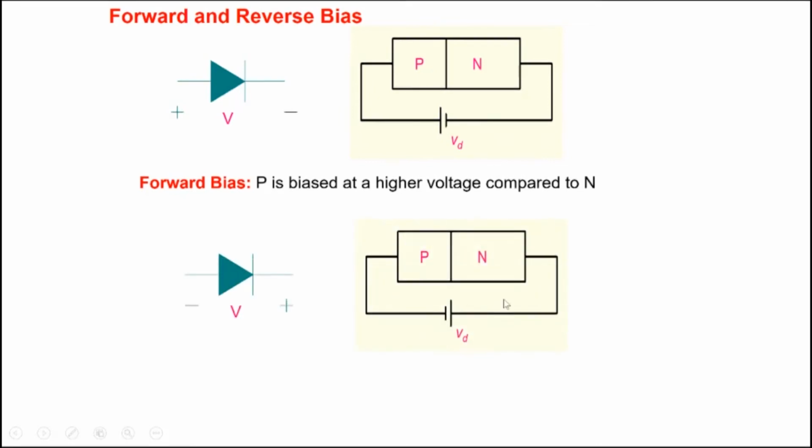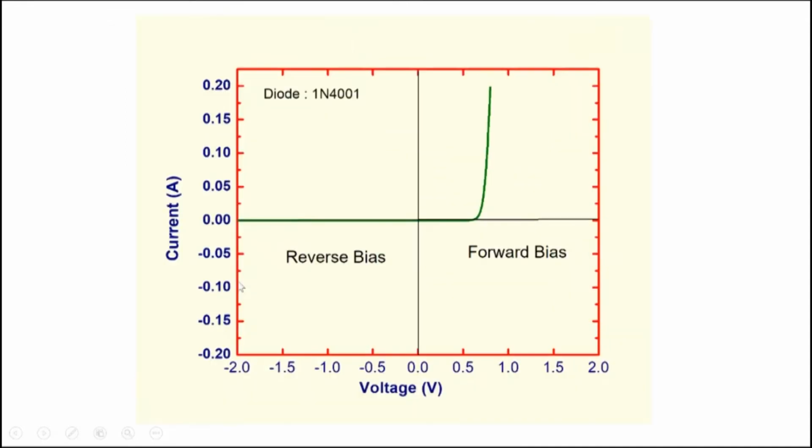Or we could make the n region higher in potential compared to p, and we call that the reverse biasing of the p-n junction. And all of you know that in forward bias, the p-n junction starts conducting current, and in reverse bias, there's very little current. So let's look at how this happens here, okay?